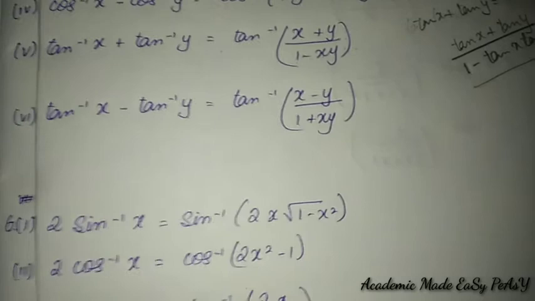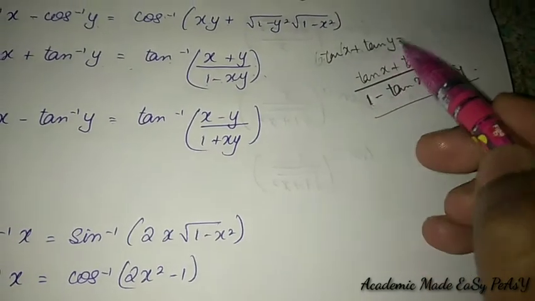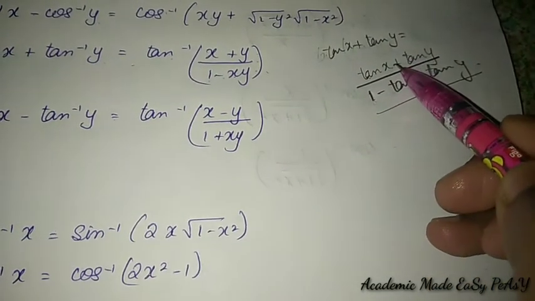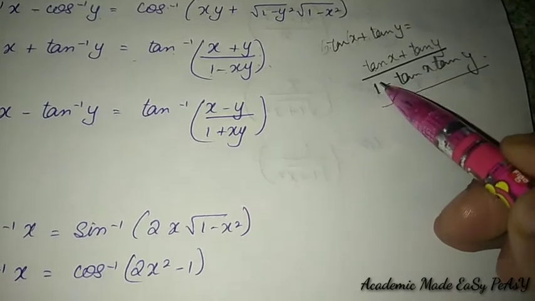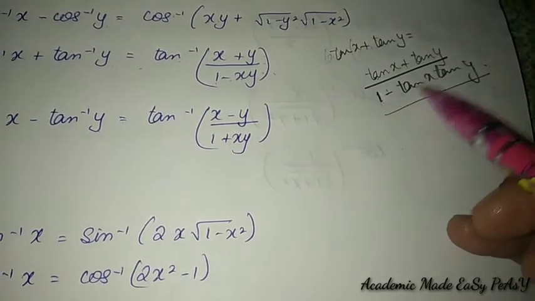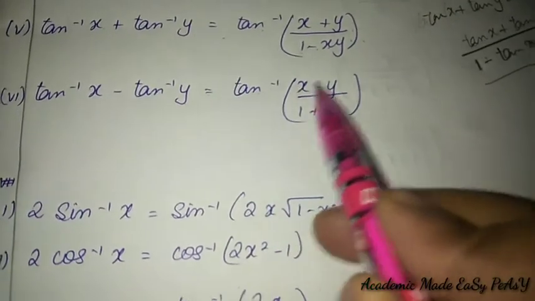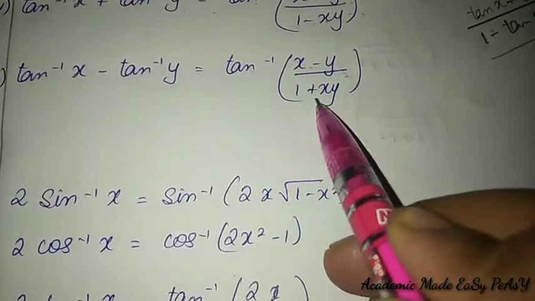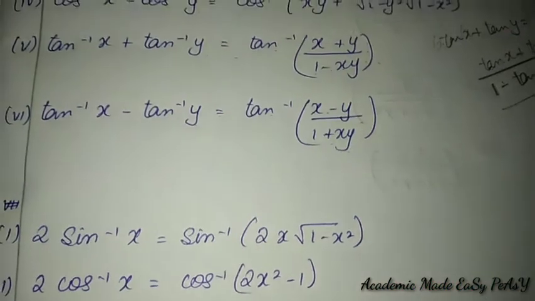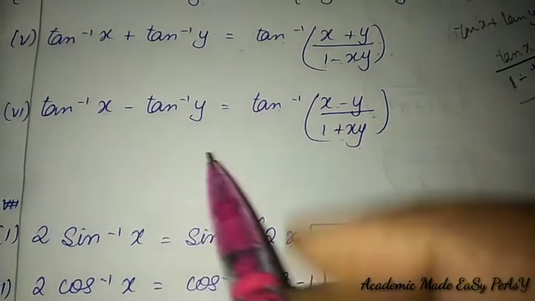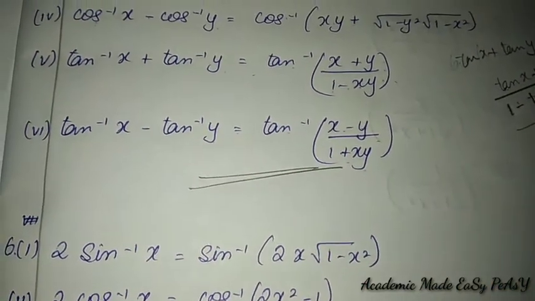So next we will learn tan inverse x minus tan inverse y, which is equal to the same thing: tan of (x minus y) is tan x minus tan y divided by 1 plus tan x into tan y. So the same thing here: tan inverse of (x minus y) divided by 1 plus xy. This is the fifth set of formulas.